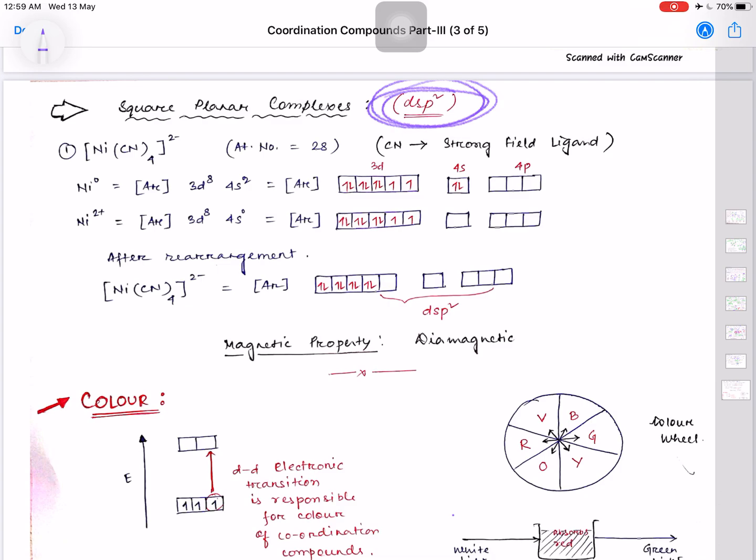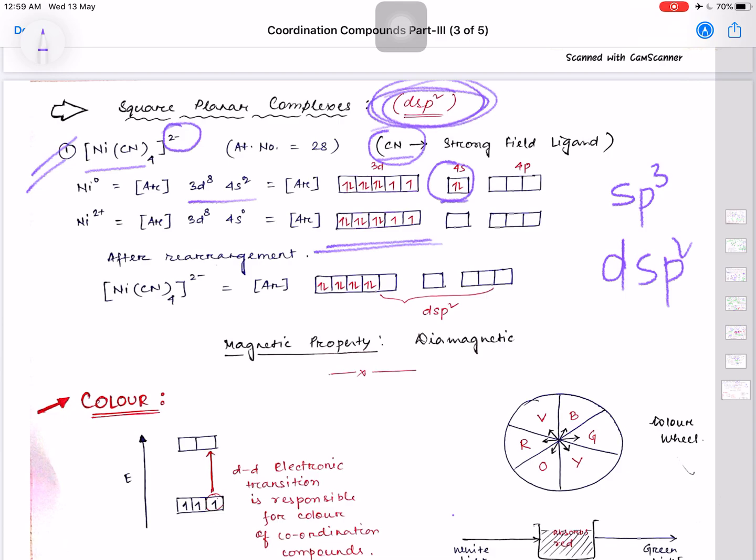Okay, in tetrahedral we had sp3 hybridization, and in square planar we'll have dsp2 hybridization. Okay, so we'll take the example of Ni(CN)4. CN is a strong field ligand. Nickel has the 3d8 4s2 configuration, and in this complex nickel is in +2 oxidation state. Okay, so +2 oxidation state means we'll remove the 4s electrons, so we'll get 3d8 configuration.